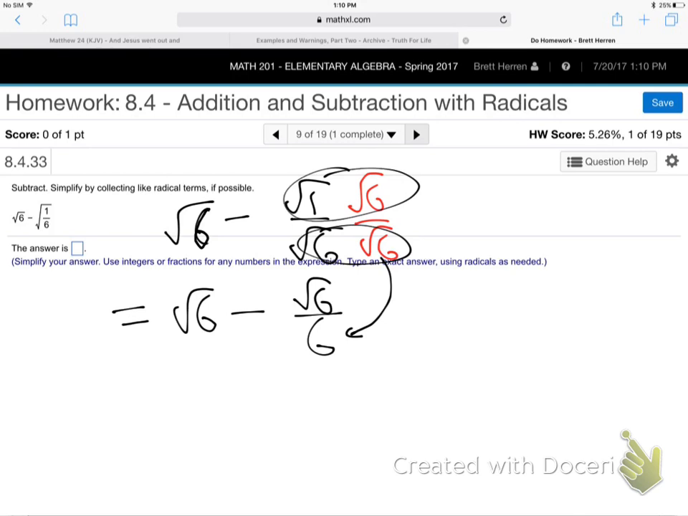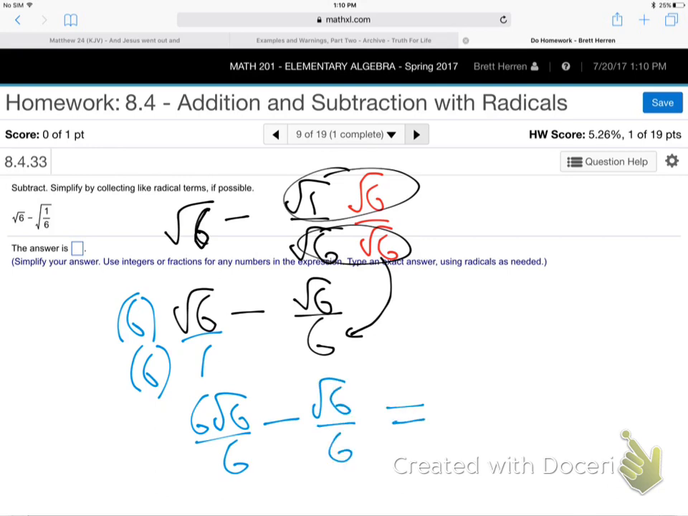Now, can we combine those? Can we subtract them? Yes, if we get common denominators, right? The fractions. We just got to make the bottoms the same. Well, right now, this one is over 1. And how do I times the 6? Top and bottom, right? Because whenever we do something, it's got to be with balance. Top and bottom, so we don't change anything. What do we get then? 6 root 6 over 6 minus root 6 over 6.